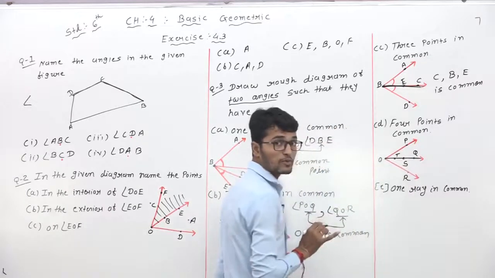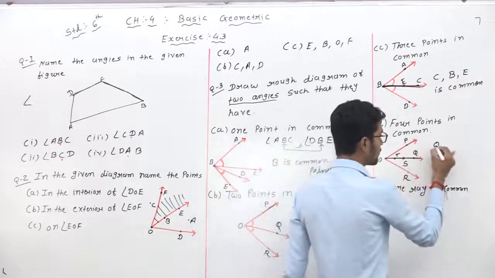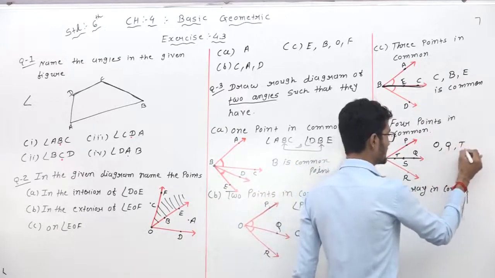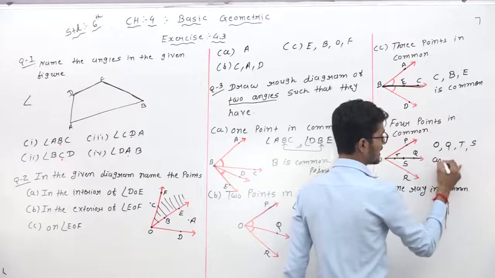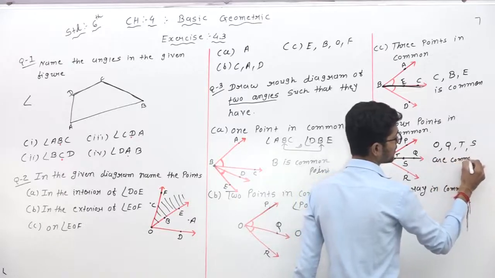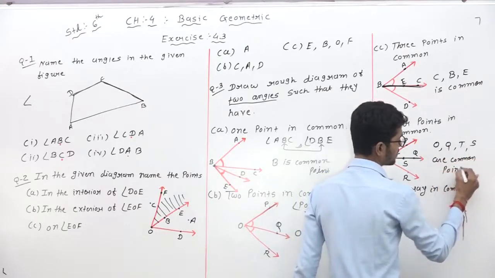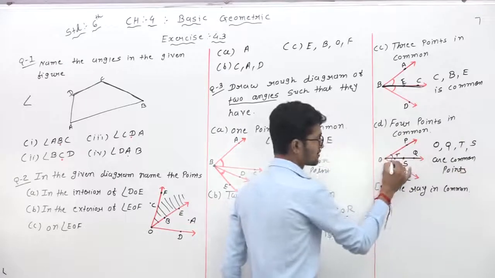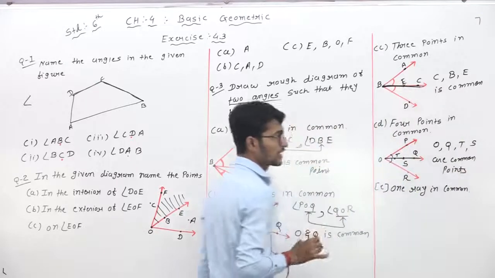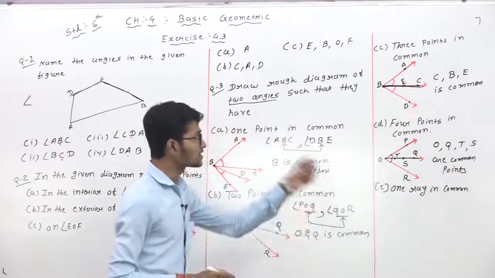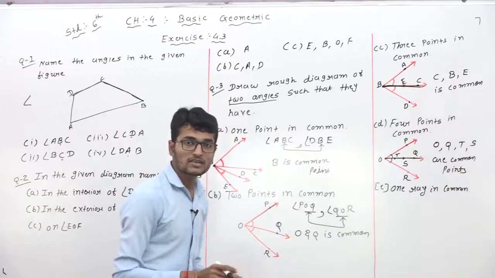4 points are common in both. So that is what we have to do: O, Q, T and S are the common points of this figure. So this one is my angle, this one is also my angle. So this is the angles question. Now understand how to solve.